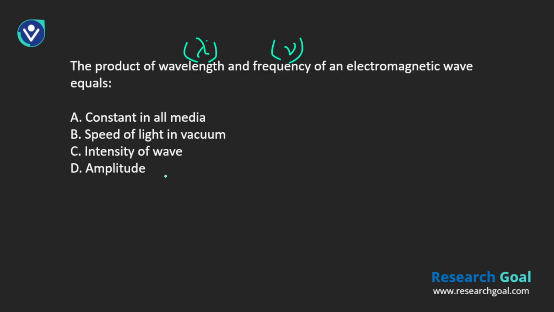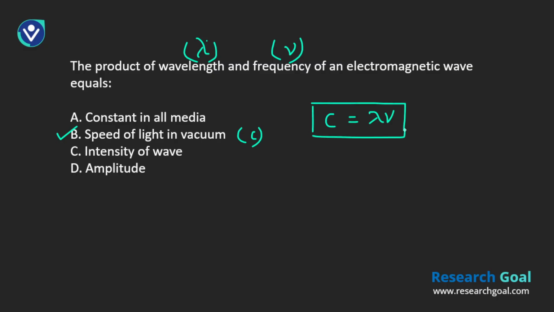I hope you have selected the correct option. I'll give you some time. You can pause the video also. All right, now I'm going to give you the answer. Answer in this case is B, speed of light in vacuum. And for that, you need to know that relationship c is equal to lambda nu.